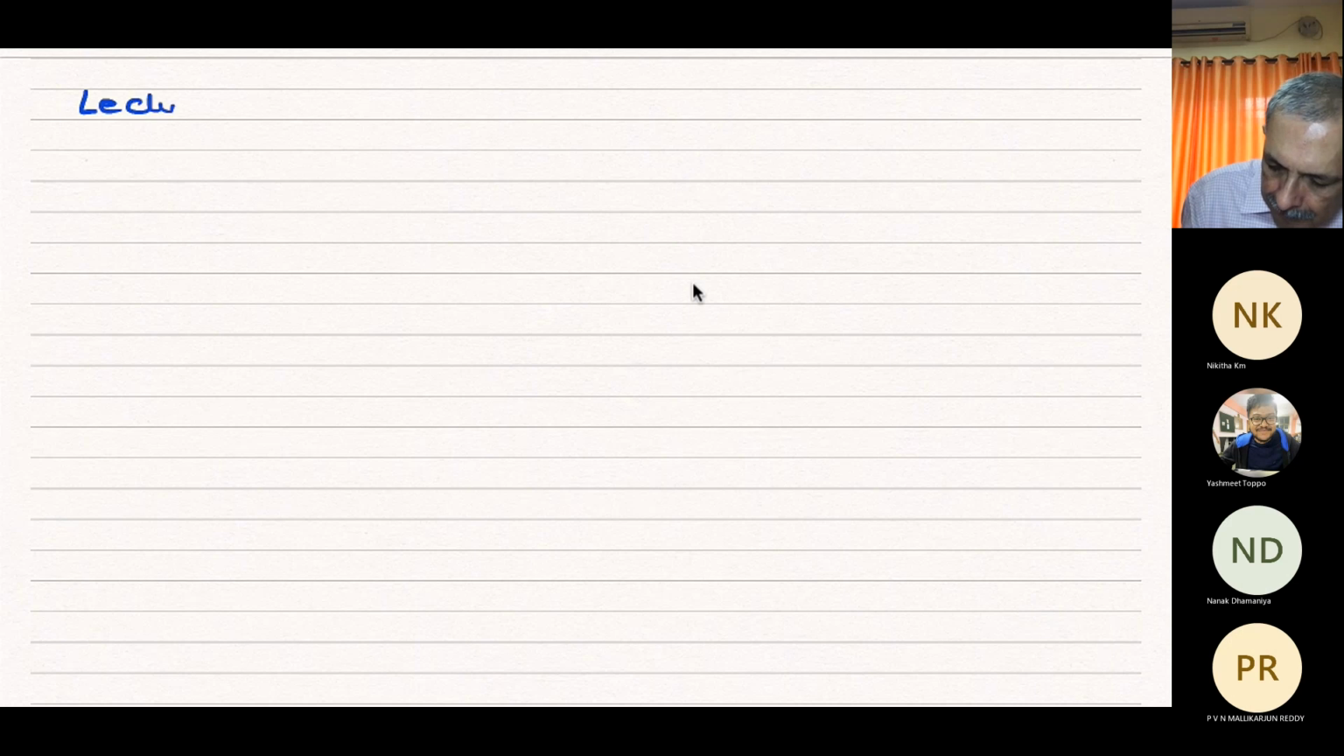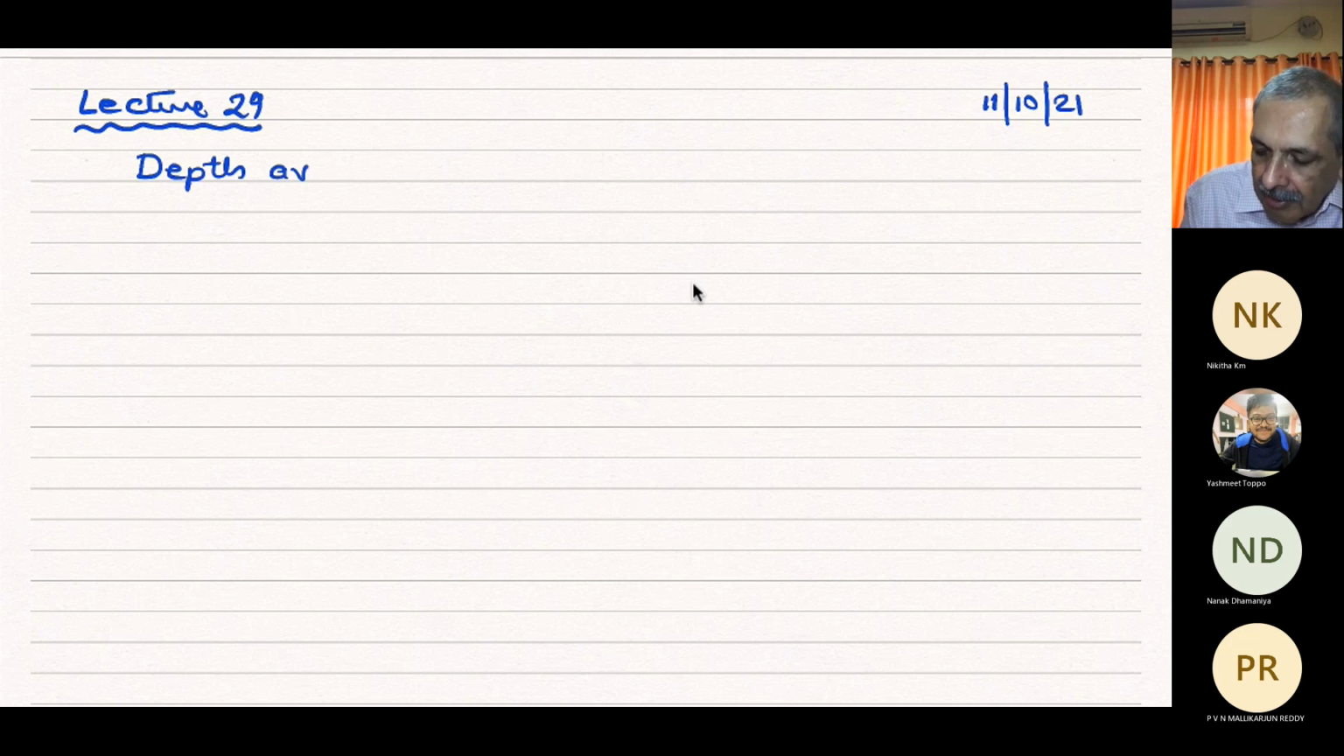Today's lecture 29, and the date is 11/10/21. Okay, so really we want to continue doing what we were doing last time, and that is the depth averaged equations. By depth averaged, as I mentioned earlier, this is averaging over y.